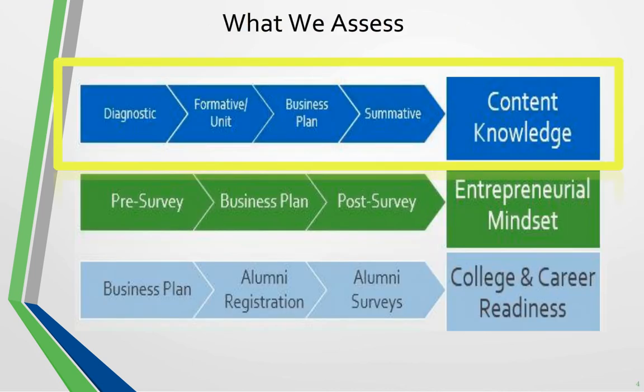So how do we assess the impact of the NFTE program? NFTE assesses 3 impact milestones or areas: entrepreneurial knowledge, entrepreneurial mindset, and college and career readiness. To assess these areas, we use traditional assessments, pre- and post-attitudinal surveys, and of course, the business plan as the ultimate demonstration of how entrepreneurial knowledge and the entrepreneurial mindset can come together to help better prepare our students for their futures. On this webinar, we will focus specifically on content knowledge assessments.